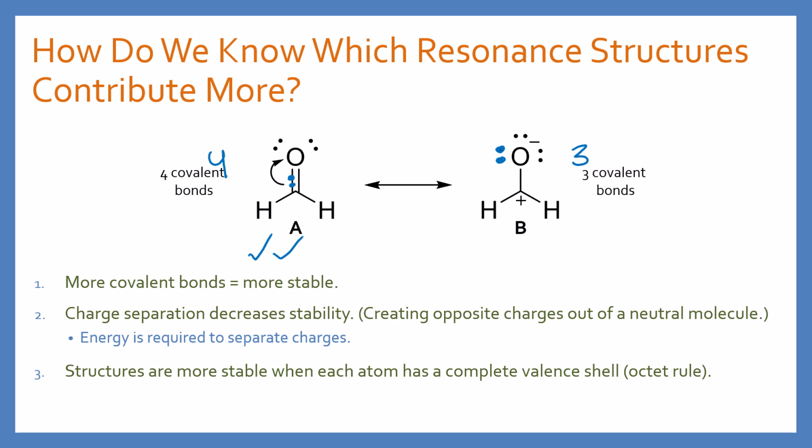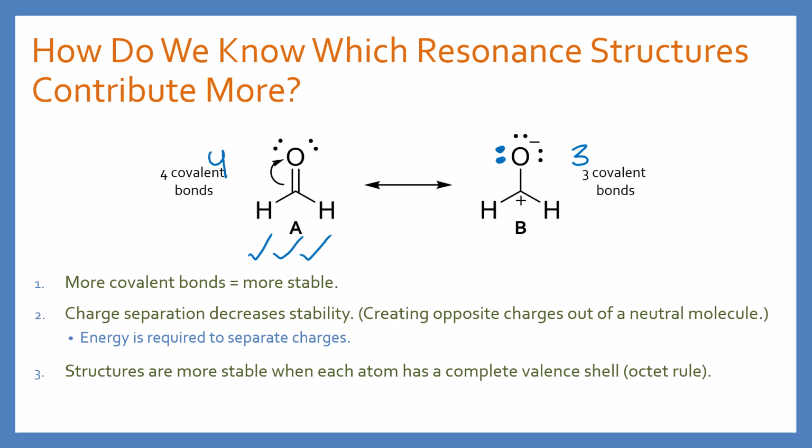And then rule number 3, structures are more stable when each atom has a complete valence shell. In other words, when the octet rule is fulfilled for every single atom. So let's look at molecule A. This oxygen has 2, 4, 6, 8 electrons around it. Carbon has 4 bonds, right? 1, 2, 3, 4. That's 8 electrons. And our hydrogens don't need a full octet. So that's a point for molecule A. It does have a complete valence shell on every atom.